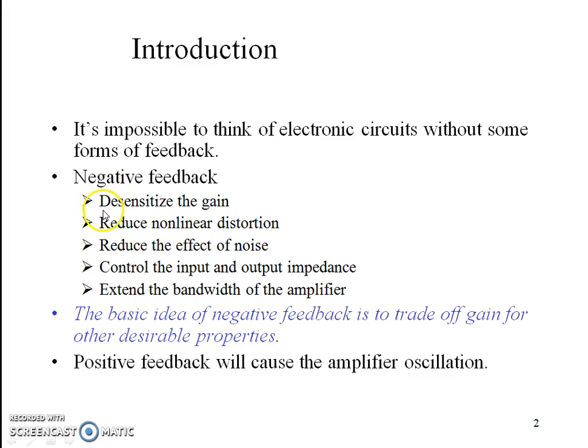First is negative feedback. Negative feedback desensitizes the gain, reduces nonlinear distortion, reduces the effect of noise, controls the input and output impedance, and extends the bandwidth of the amplifier. These are all about negative feedback. The basic idea of negative feedback is to trade off gain for other desirable properties. The second one is positive feedback. Positive feedback will cause the amplifier to oscillate.